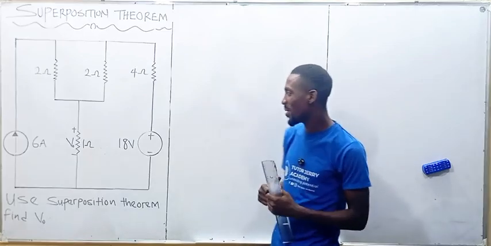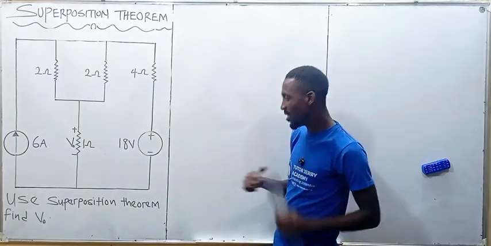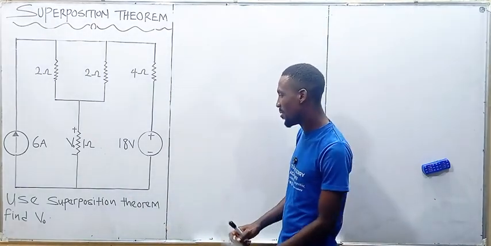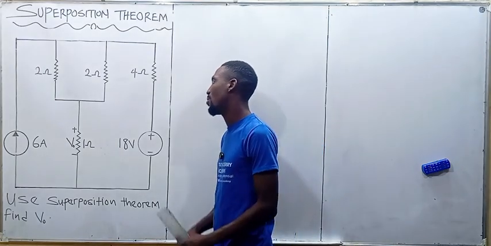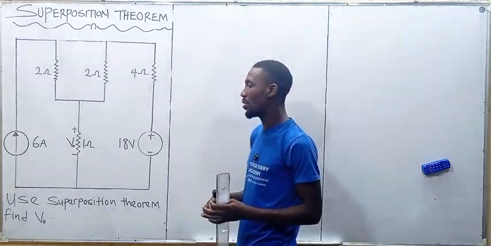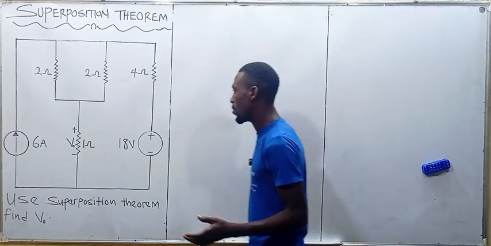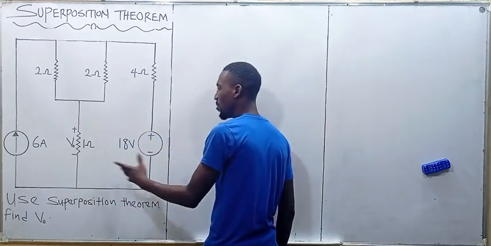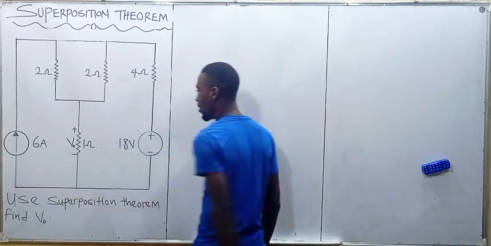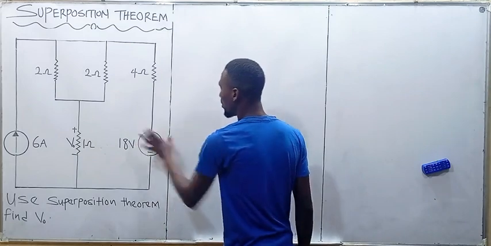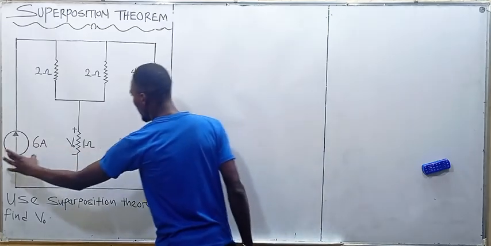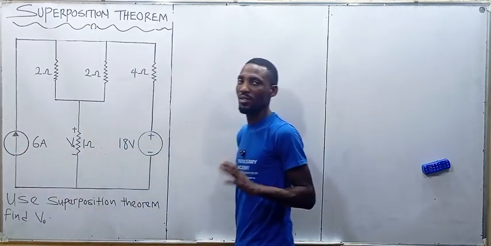We are going to solve the question above. The question says we should use superposition theorem to find the value of V naught. All right, so the first thing we are going to do is consider any of the sources first. Either you consider the current source and you turn off the voltage source, or you consider the voltage source and then you turn off the current source.